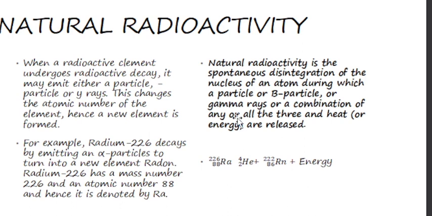We can actually depict that. Radium has a mass number of 226, an atomic number of 88, hence it is denoted by Ra. On the other hand, you will notice that the radon that is produced will have an atomic mass of 222 and the atomic number of 86. We can actually express that on our writing board.